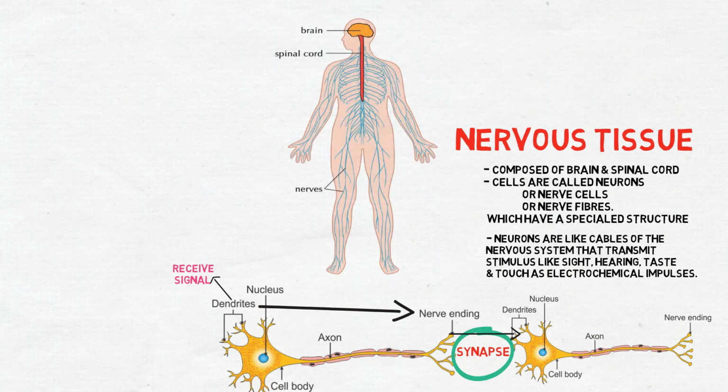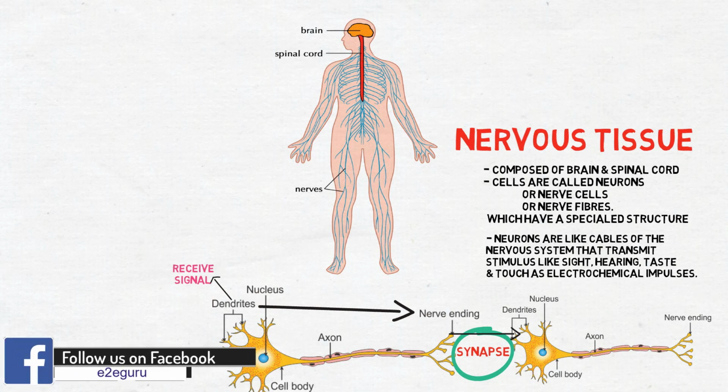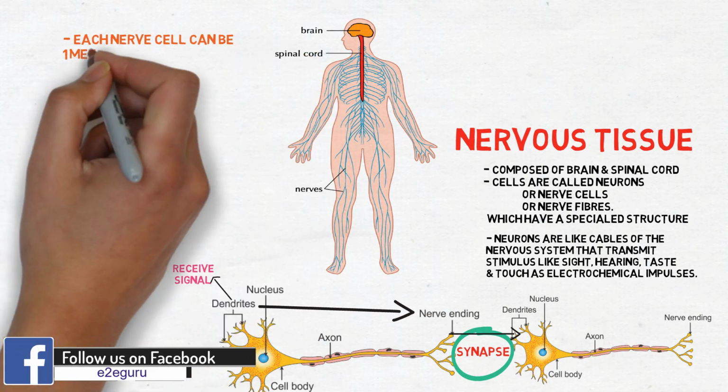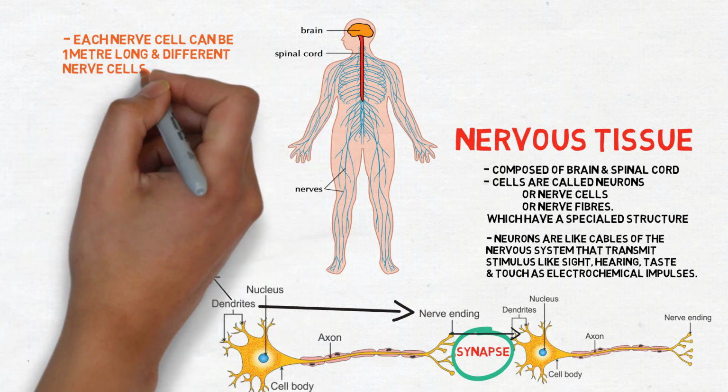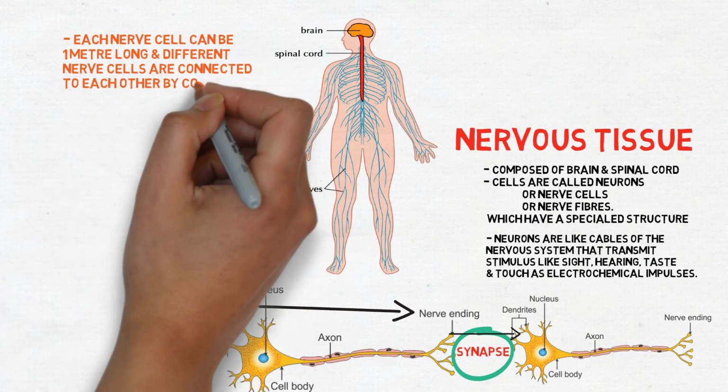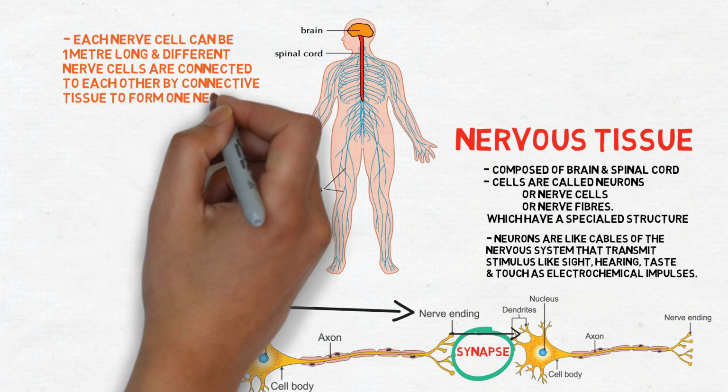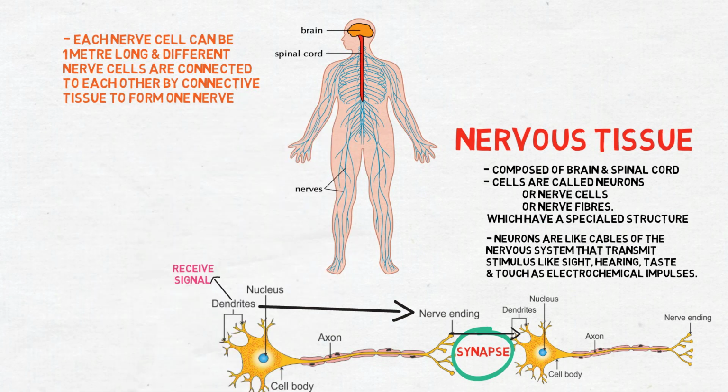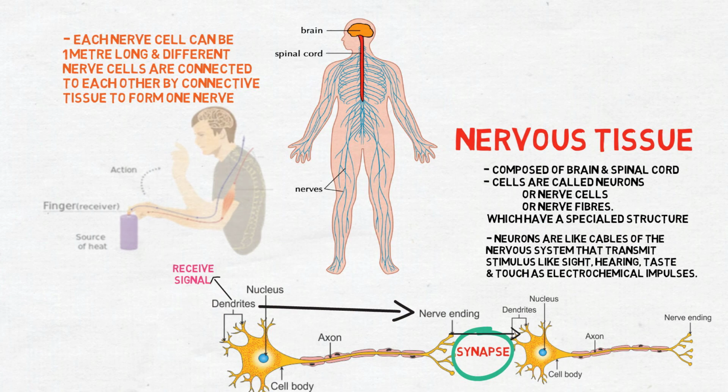Just like this, impulses travel from sensory organ to the brain and from the brain to different parts of the body. A nerve cell can be 1 meter long, and different nerve cells are connected to each other by connective tissue to form one nerve. What happens when you touch something very hot? This impulse travels to your brain and the brain coordinates with the muscles. As a result, you remove your hand. All of this can happen in a single second, and this is how fast neurons work.